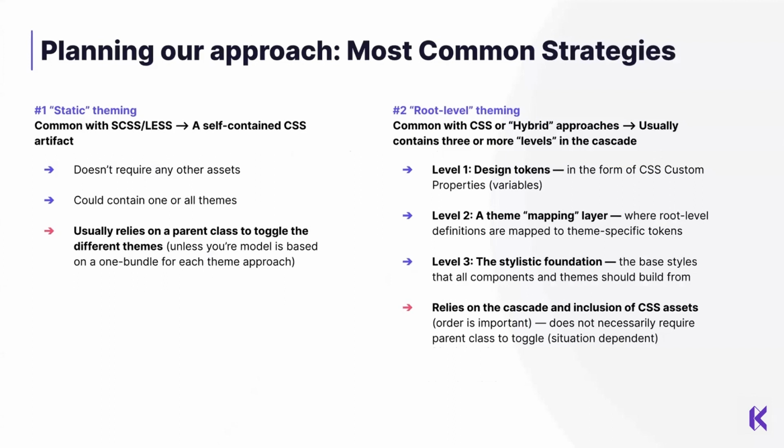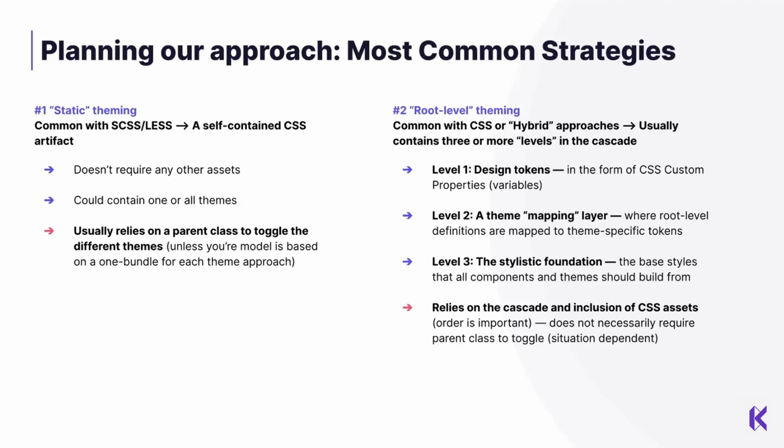Out of these approaches, there are three main ways that we see this. Static theming, which is common with Sass and Less. Usually you get a self-contained CSS artifact that doesn't usually require any other assets. It could contain one or all of the themes, and usually relies on a parent class to toggle the different classes.